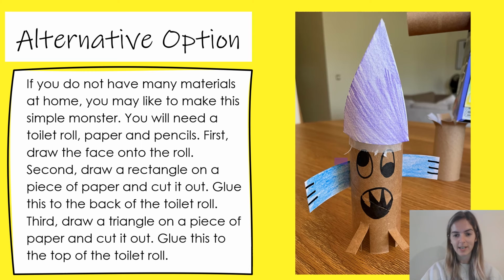So here you can see I've done my rectangle. These are going to be the arms. Third, draw a triangle on a piece of paper and cut it out. Glue this to the top of the toilet roll. And I did this just to give it a hat. So you might like to make a mini monster as well, or you might like to make both.